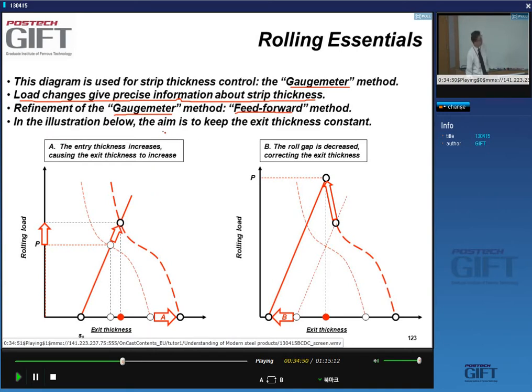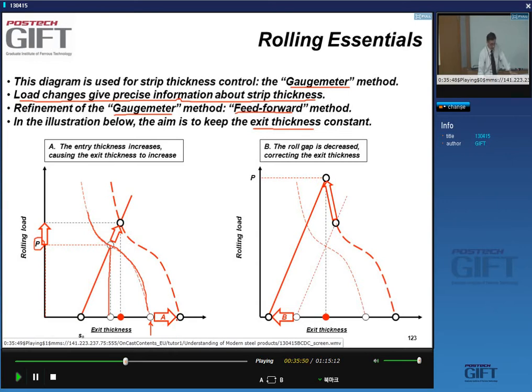So, for instance, let's illustrate on my figures here how we try to keep the exit thickness constant if we have the following disturbance. Okay, what's the disturbance? Well, say in regime we want to have this exit thickness, and so we're rolling a material with this plastic curve and this rolling force. And now suddenly the thickness of the entry strip changes. Where is the entry strip thickness? Here, this was the entry strip thickness. I'm changing it for some reason, and we'll see some examples. So it increases, it goes in this direction, yes?